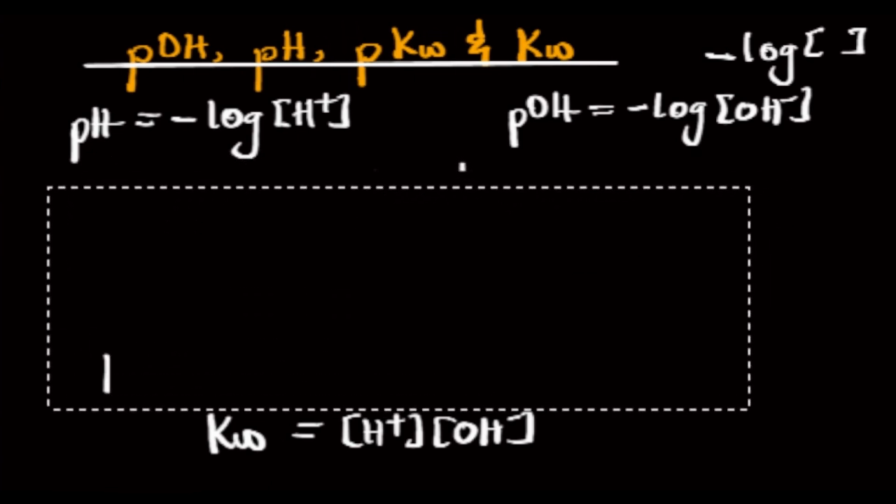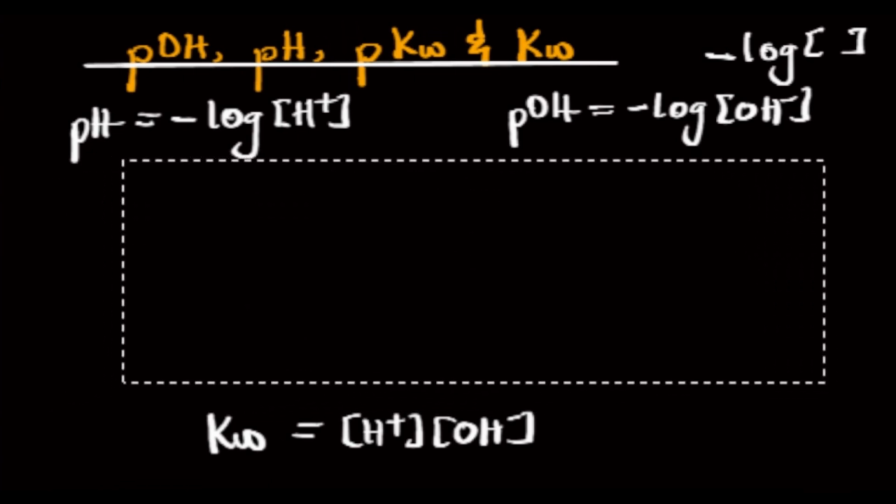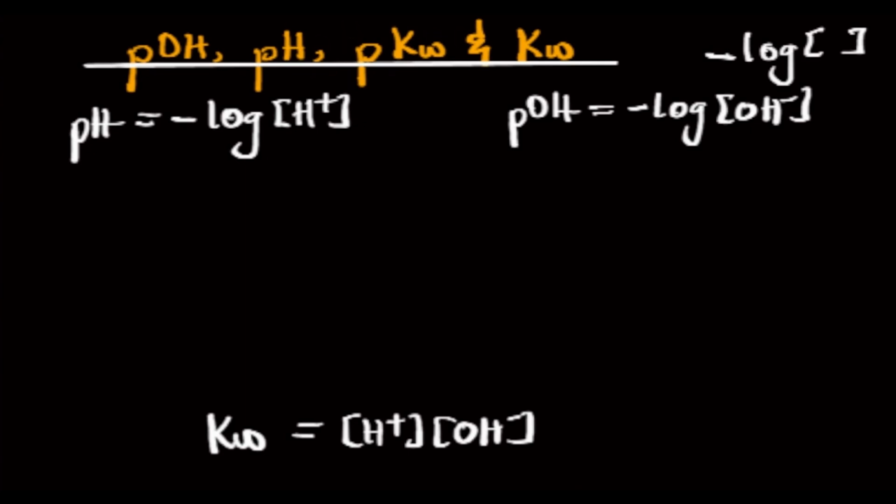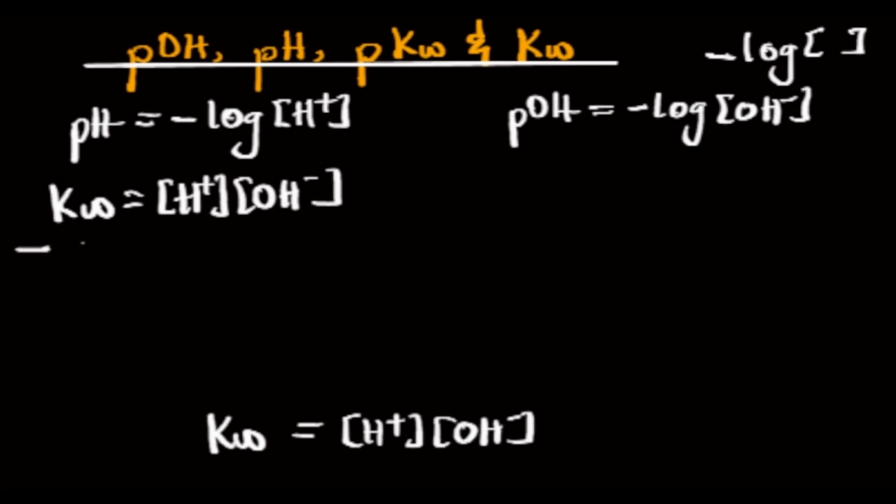Now let's go ahead and do this. Since I'm having Kw equal to the hydrogen ion concentration multiplied by the hydroxide ion concentration, look at what I'm going to have. I can take the negative logarithm of both sides. That is minus log of both sides, negative logarithm of both sides, you can say log to base 10 of both sides.